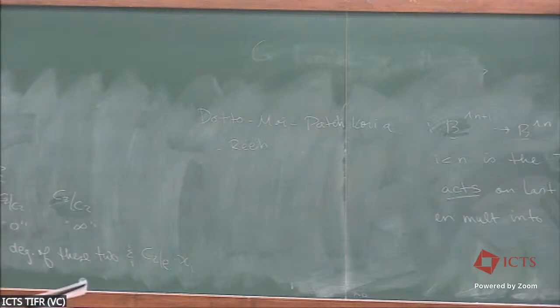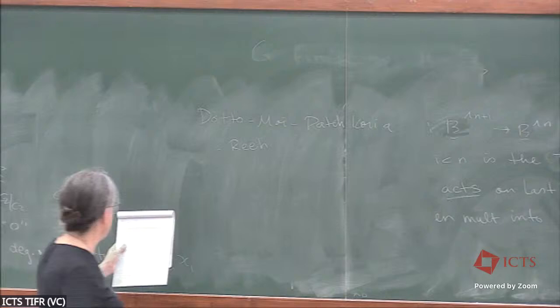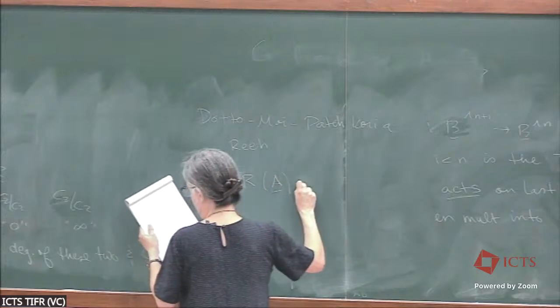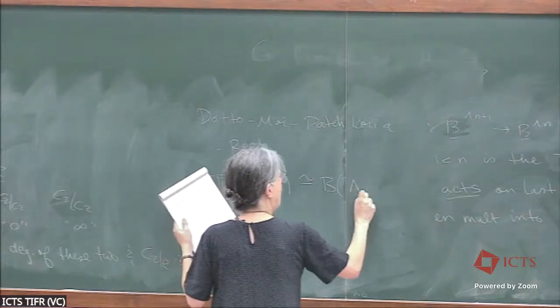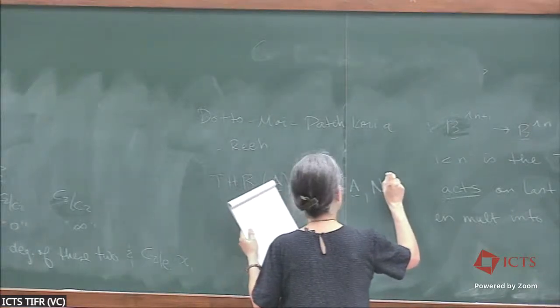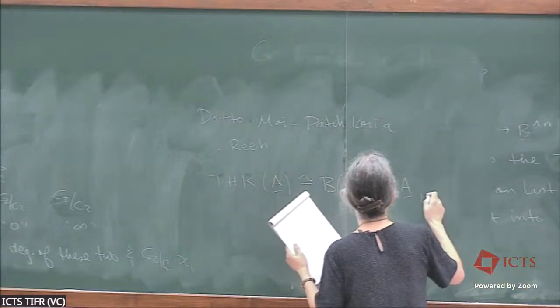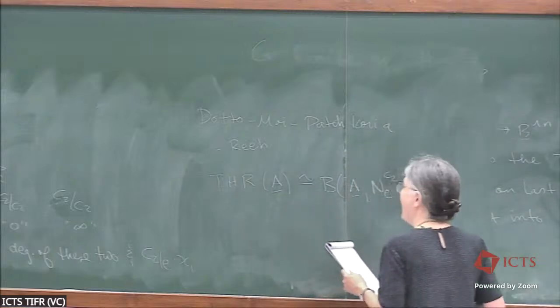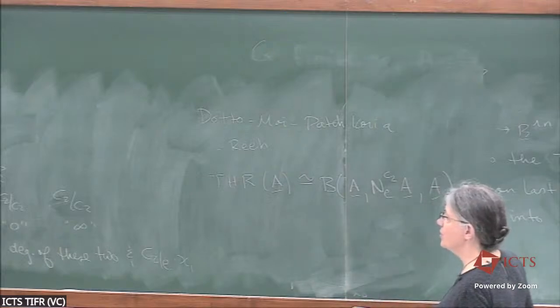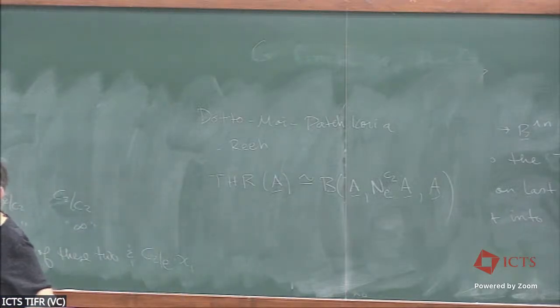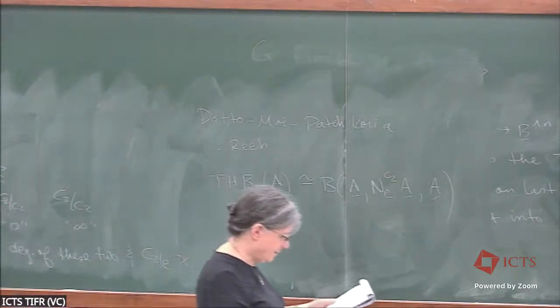They just take a spectrum with anti-involution. But they show that THR, under very minor assumption, THRA can be thought of as B A N E C2 A and A. And in this notation, it's very obvious, because this A is this point, other A is that point, and then you have the edge between them, and of course then you have all the degeneracies in the edge between them, which gives the bar construction. So we exactly see what happens.